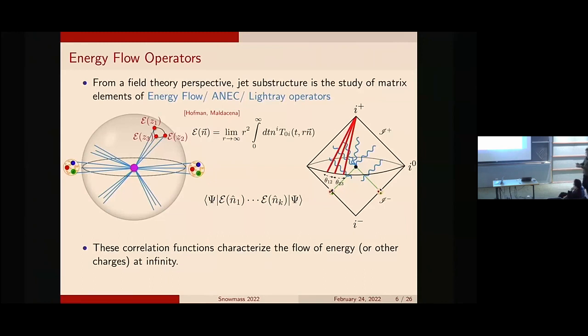And depending on if you're a kind of collider person or a CFT person, you can either view these as some light ray operators or just literally as a calorimeter cell. And so then the object of interest that one is really studying in jet substructure is these correlation functions of these light ray operators in some state produced by the collision at the LHC. And so these essentially completely characterize the flow of energy, or if you want other charges, at infinity going off into your detector and have an exact kind of correlation with what you actually measure in the experiment.